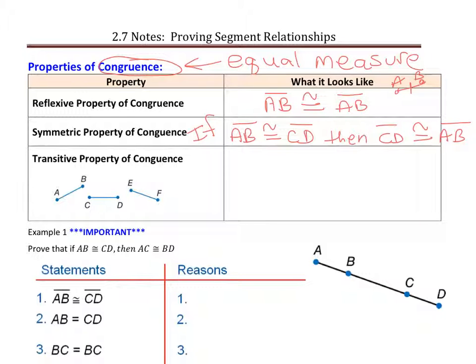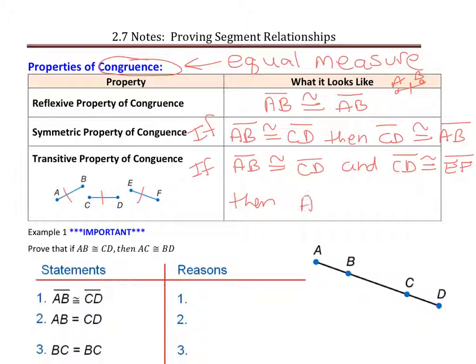And then the transitive property of congruence: if AB is congruent to CD and CD is congruent to EF, then AB is congruent to EF. So if AB is congruent to CD and that CD is congruent to something else, in this case EF, then the original AB is congruent to EF. So we're kind of transferring that congruence property or equality, equal length, equal measure, across another entity. Okay.